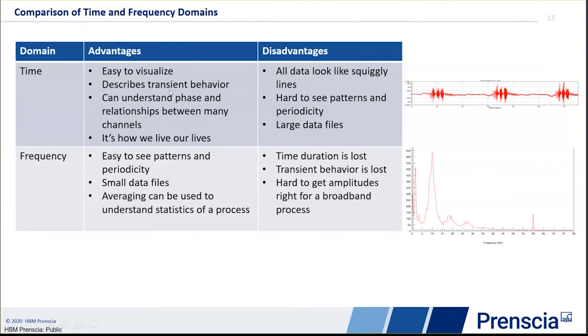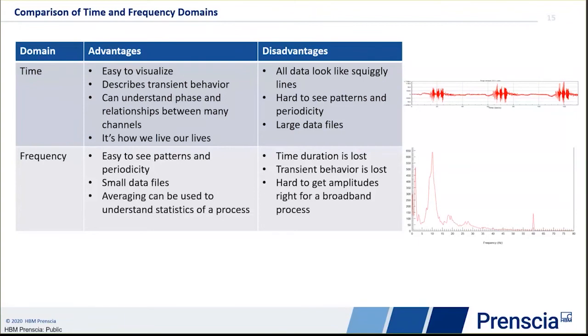And of course, it describes certain transient behaviors. It is easy to understand the phase and the relationship between many channels, the phase and its differences, whether positive or negative, and where it moves. In real life, what we deal with is the time domain. Whatever data we have is time domain data. When it comes to frequency, there are other advantages.